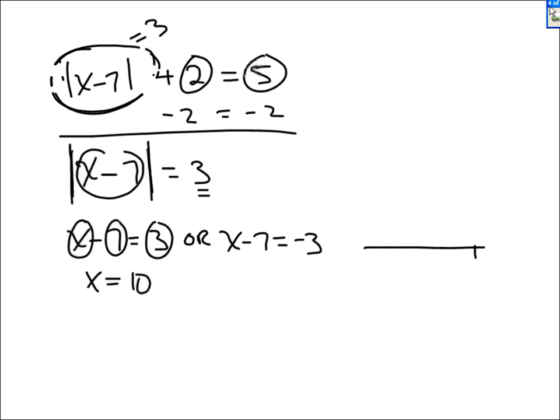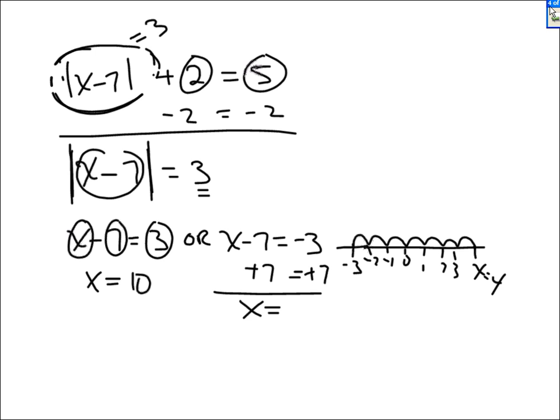Here's some number, x. Take away 7: 1, 2, 3, 4, 5, 6, 7. I end up at negative 3. Negative 2, negative 1, 0, 1, 2, 3, 4. And you can add 7 to both sides to find it. That was a harder one. x is 10, or x is equal to 4.